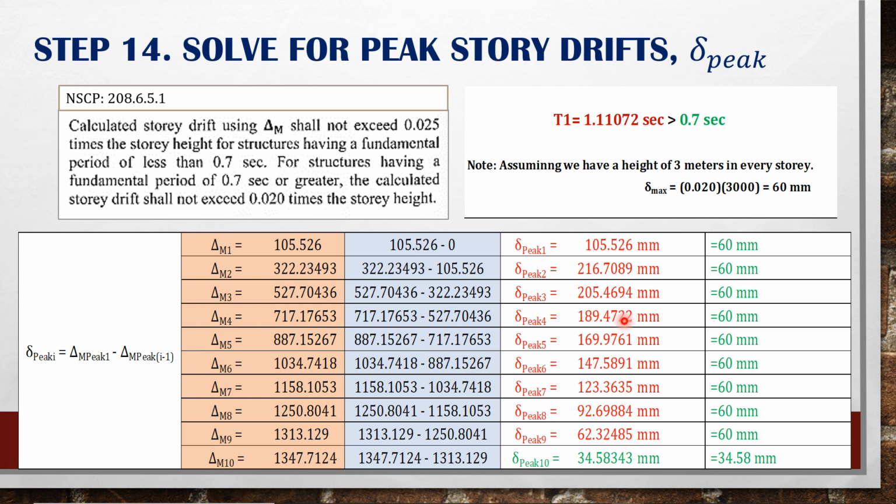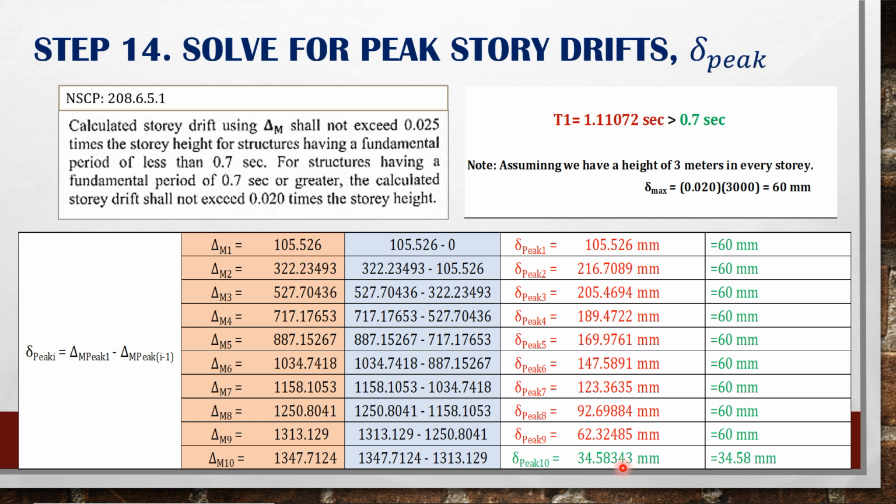Tingnan natin yung condition tungkol sa mga ito. Sabi nga, delta max is equals to 60 millimeter lang. Since itong first floor hanggang 9th floor ay lumampas na dun sa maximum na 60 millimeter, hindi na natin ito i-consider. Hindi natin ito gagamitin kasi sabi dun, for structures having a fundamental period of 0.7 second or greater, the calculated story drift shall not exceed 0.020 times the story height. So, 60 lang. Naka-red yan, so doon tayo sa safe, sa 60 millimeter. 60 millimeter lang gagamitin natin as maximum na peak story drift.